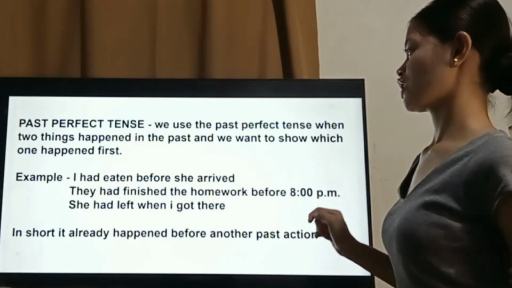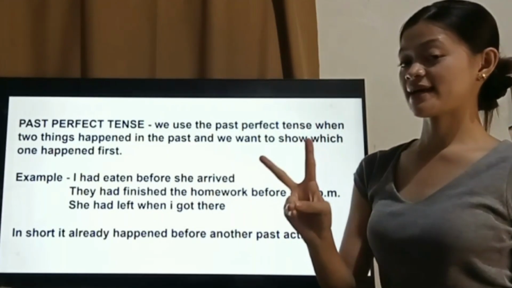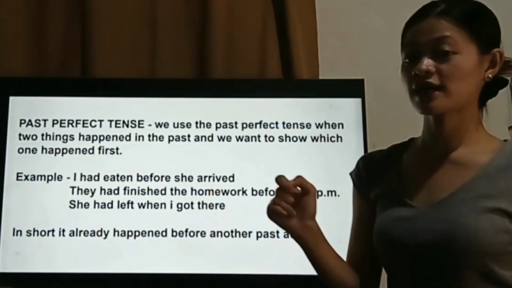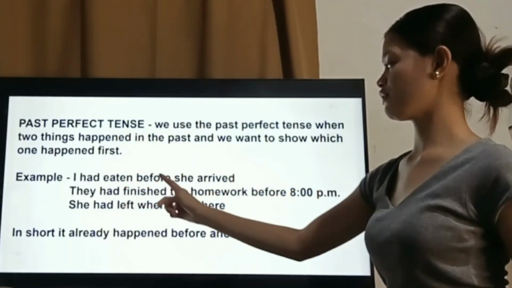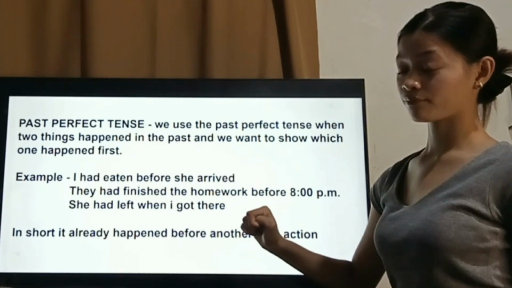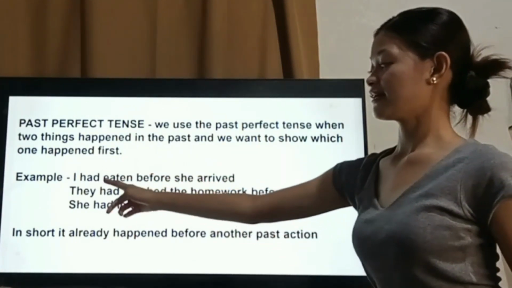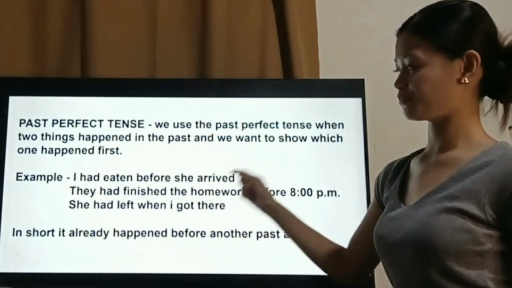Past perfect tense. We use the past perfect tense when two things happened in the past and we want to show which one happened first. For example, I had eaten before she arrived. I had eaten before she arrived. The eating happened first, before she arrived.